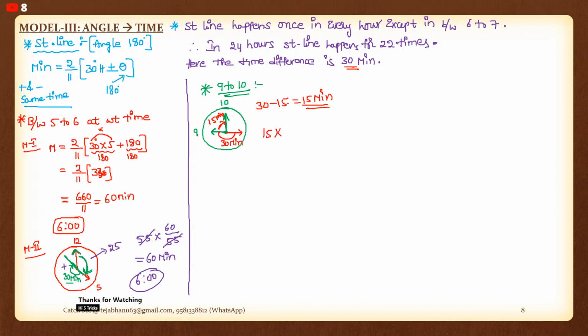That is 15 into 60 by 55. 5 threes are 15, 5 11s are 55. It is 180 by 11. 11 ones are 11. Remainder is 7. 11 6s are 66. 4 by 11. That means at 9:16 4 by 11, both hands are in a straight line.